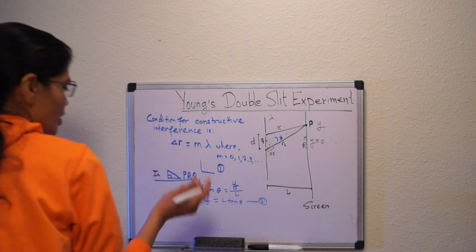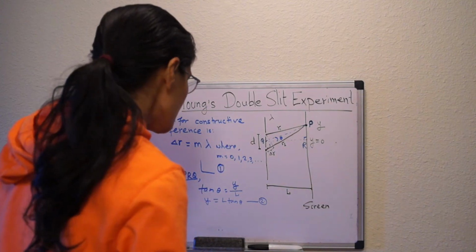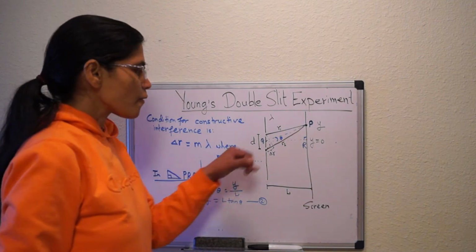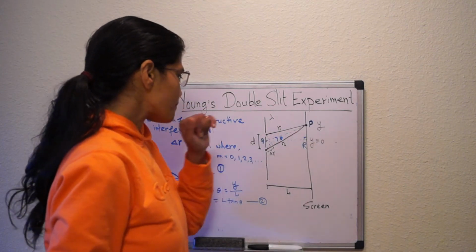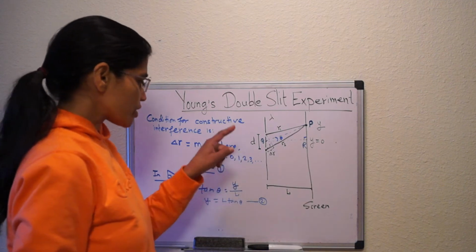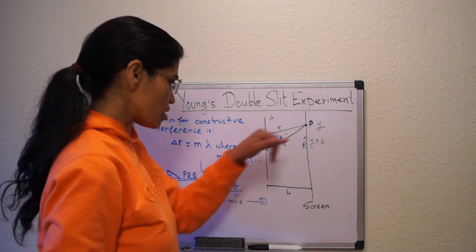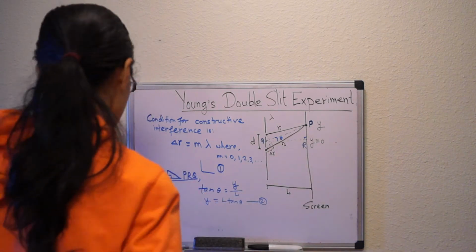You'll see the reason why I have this right now; we'll use this in a few minutes. This y is the position of the fringe. If it's constructive interference, it's going to be the brightest spot, and that brightest spot would be at distance y from this center. That's what this equation tells us.